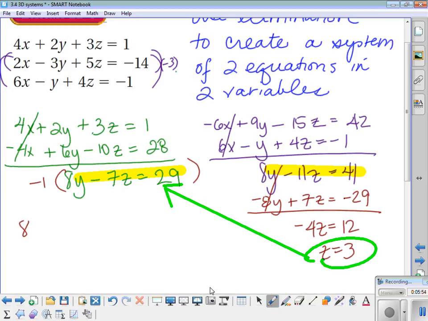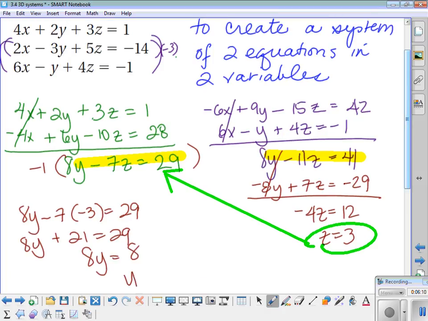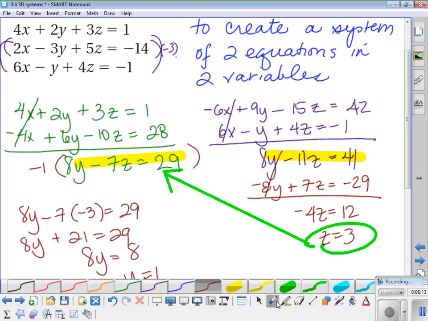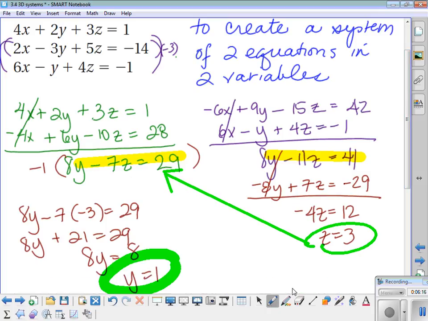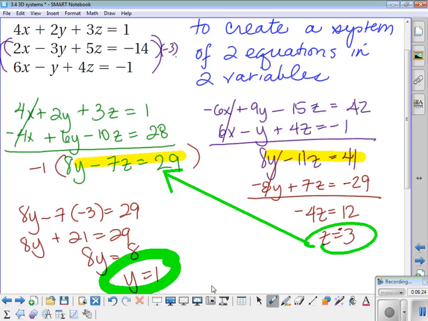I get 8y minus 7 times negative 3 equals 29. So 8y plus 21 equals 29. When you subtract, you get that 8y is equal to 8, and so y would equal 1. Now that I have 2 of them, I've got y equals 1 and z equals 3. Oh wait, did I say 3 or negative 3? It is negative 3. I'm missing a negative from over here. Okay.